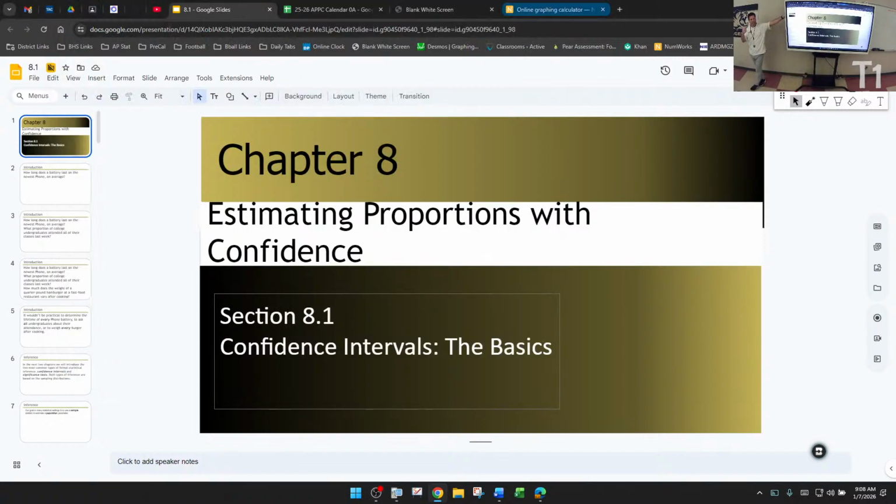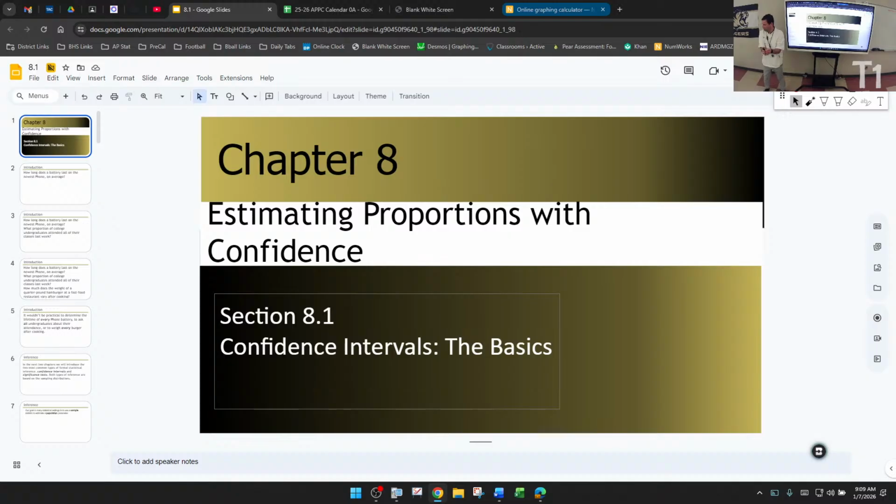So statistical inference, estimating population proportions, confidence intervals. Let's just talk quickly about this before we really get into it, because I want to lay out this semester for you. Chapter 8 has 3 sections. Most every chapter has 3 sections. Section 8.1 is confidence intervals, the basics. I'm going to introduce you to what confidence intervals are and why we need them. We're just going to talk the basics about them, okay?